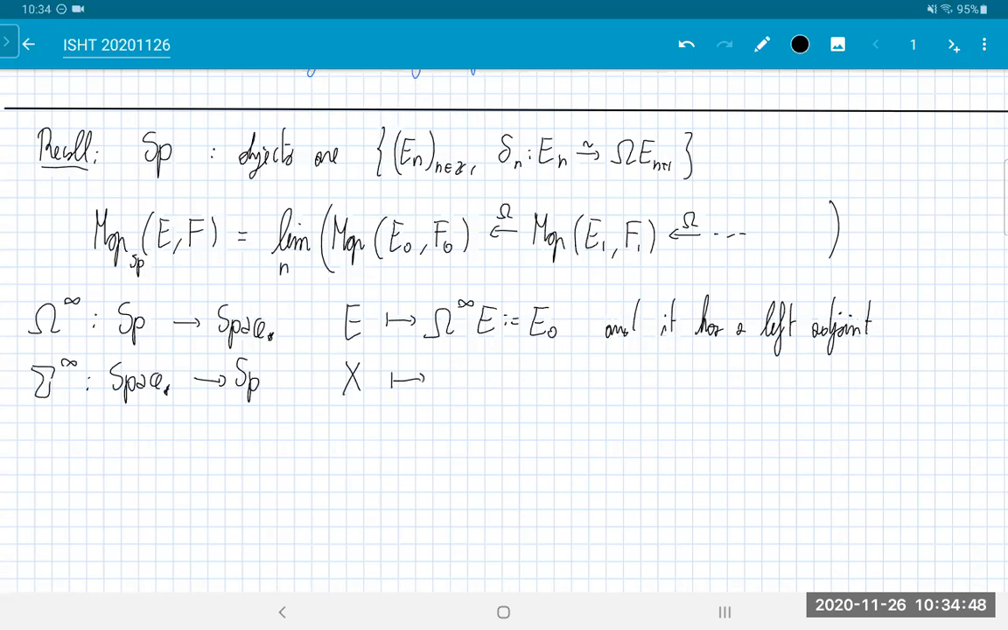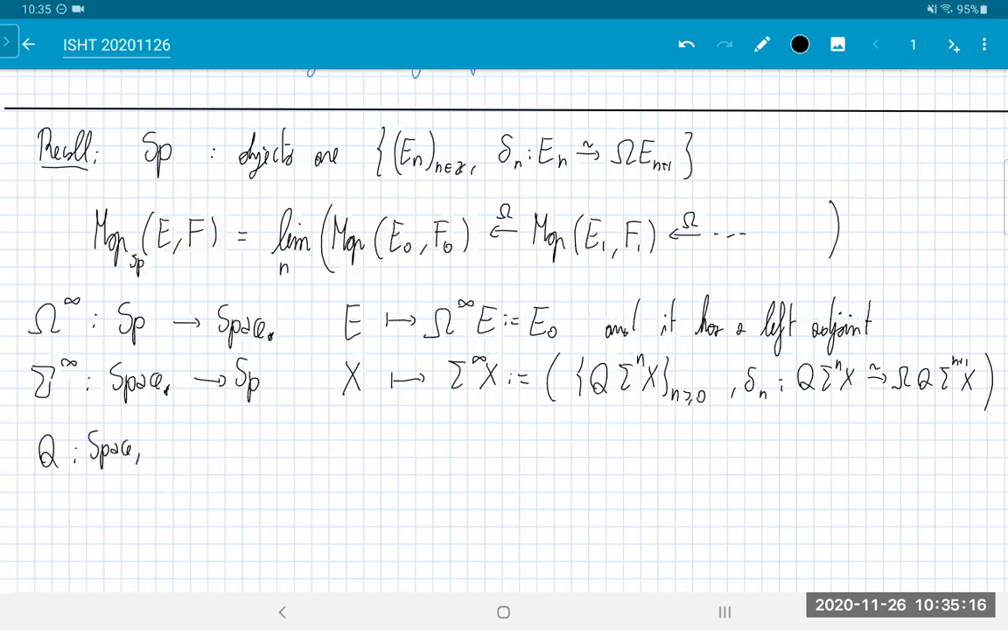which sends X to this sigma infinity X, which is this functor Q sigma n X, n greater or equal than 0, and then the obvious delta n: Q sigma n X to omega Q sigma n plus 1 X. Where Q, from pointed spaces to pointed spaces, is this thing: QX is the colimit over n of omega n sigma n X. This space whose homotopy groups are the stable homotopy groups of X. Record here, pi of QX is the stable homotopy groups of X.